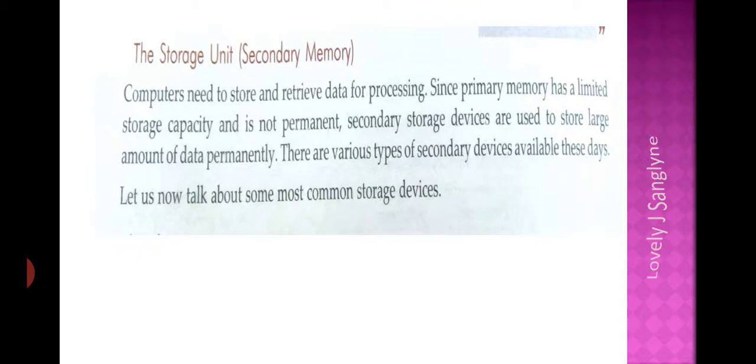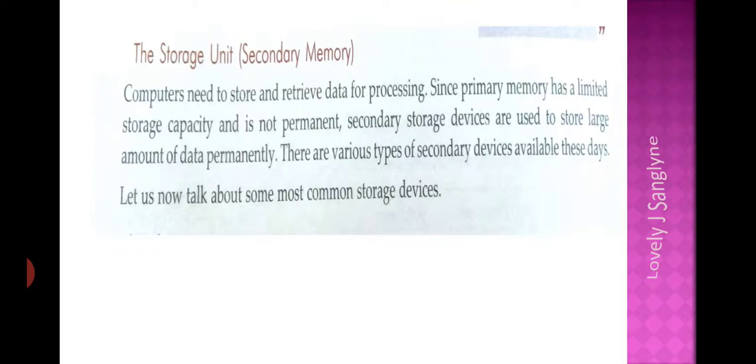Next is the storage unit or the secondary memory. A computer needs to store and retrieve data for processing. Since primary memory has a limited storage capacity and is not permanent, secondary storage devices are used to store large amounts of data permanently. So when you want to store data permanently, we can use the secondary memory. Since the computer's main memory or primary memory is temporary, secondary memory space is needed to store data and information permanently for later use.